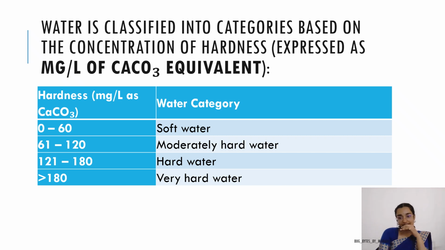Water is classified into different categories based on the concentration of hardness expressed as mg per liter of calcium carbonate equivalent. In this table, I have written 0 to 60 mg per liter as calcium carbonate, which comes under the category soft water, 61 to 120 moderately hard water, 121 to 180 hard water, and more than 180 very hard water.